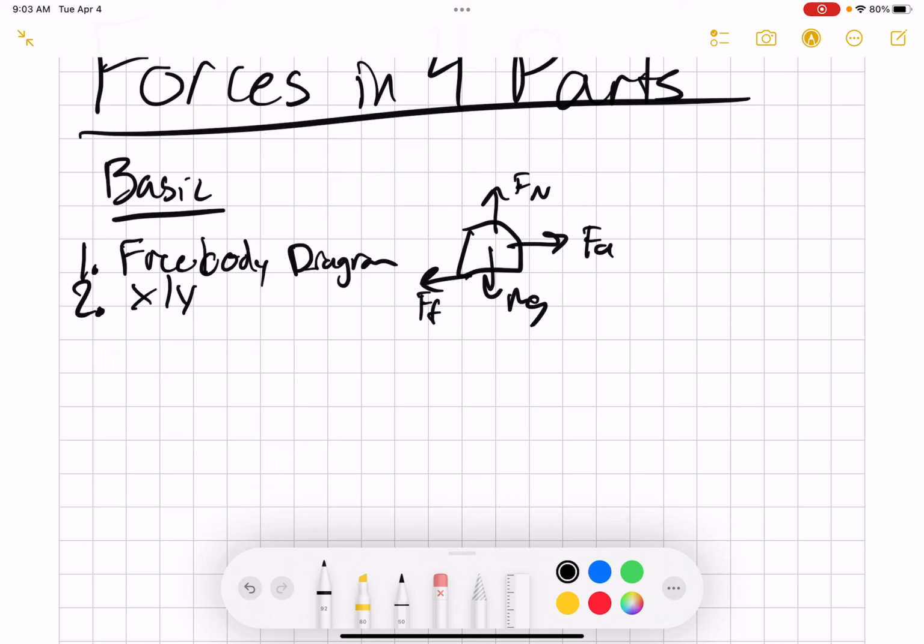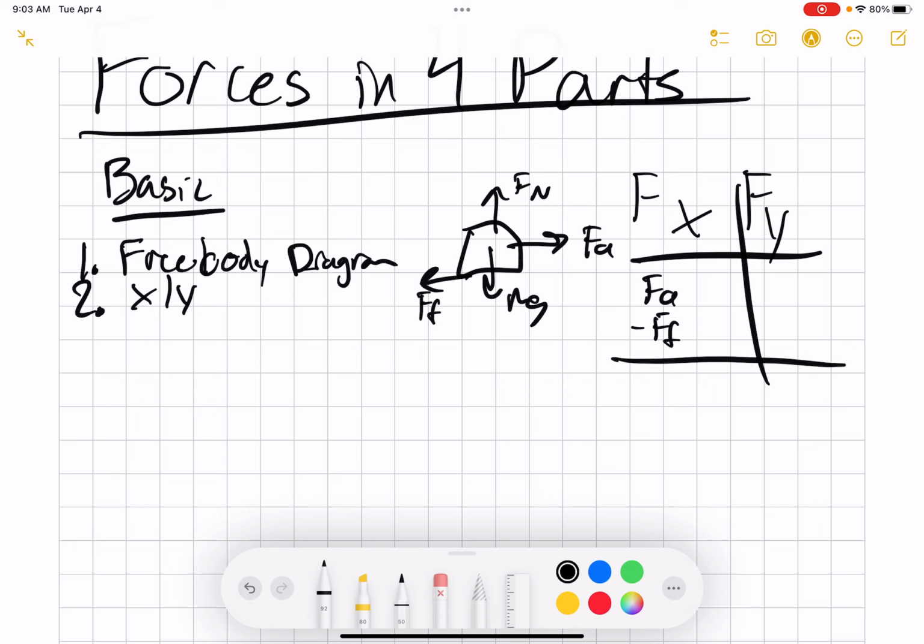So for here, we have something like X, Y, so I have forces in the X direction, forces in the Y direction. So the forces I have in the X direction are FA and FF. FF needs to be negative because that's in the opposite direction. One of those needs to be negative. And then in the Y direction, I have something like FN, and then I'll have minus mg since mg is down. So here, I'm setting my axes like this.